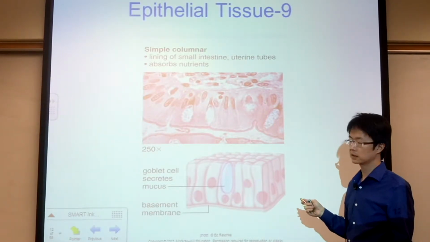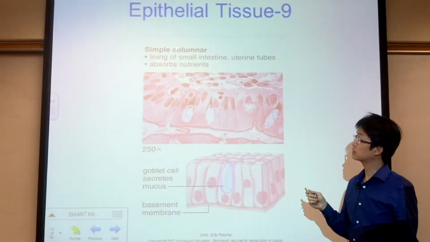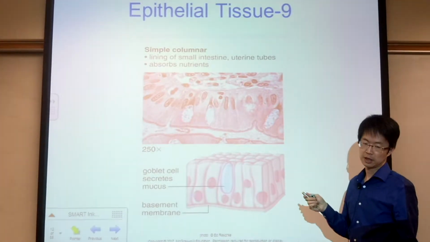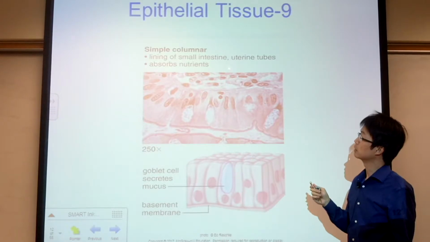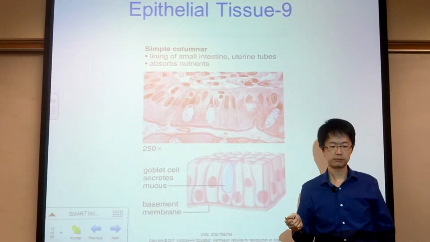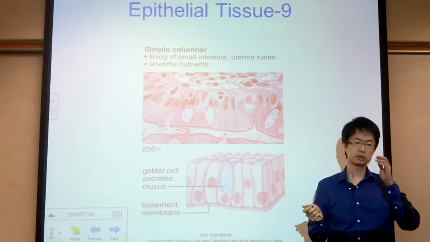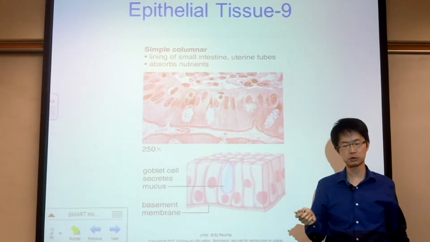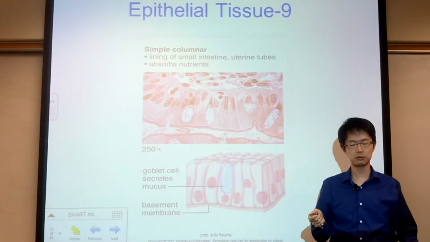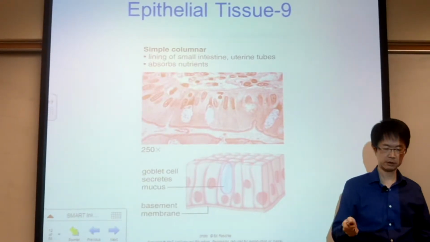Whenever you see this is a simple, that means one layer, most of the time they are for absorption or exchanging substances. You can find them in the small intestine for absorbing the nutrients. And you have goblet cells in your small intestine so that you can secrete mucus to lubricate the movement of the food down your GI tract by peristalsis.